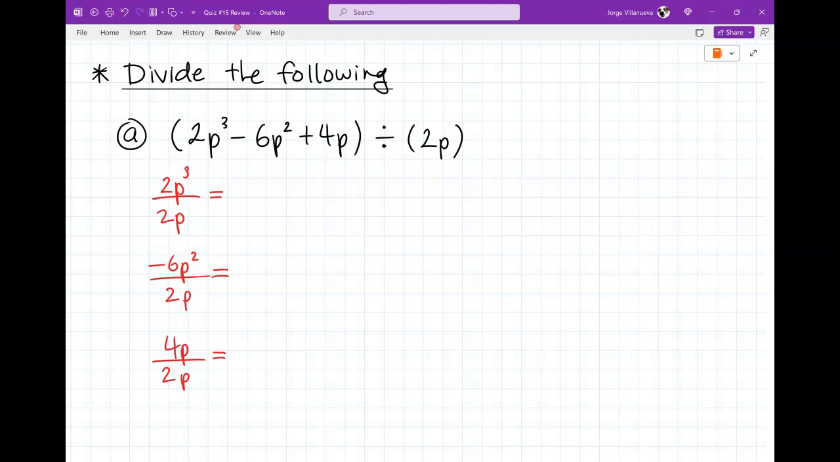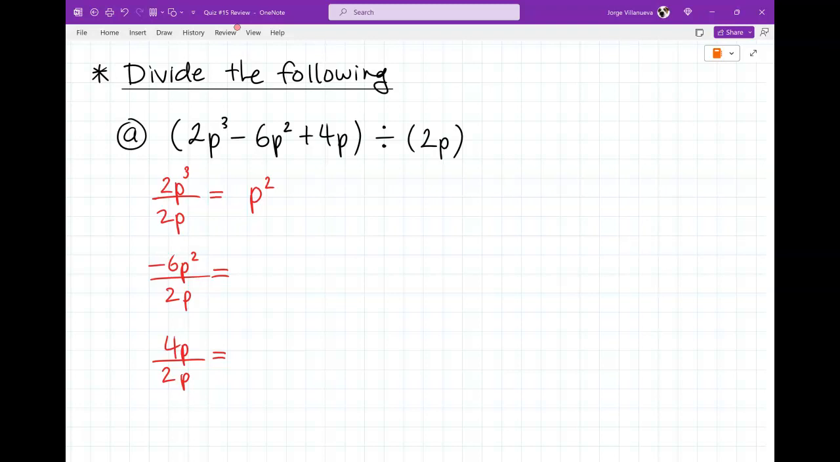So start with the top one of those 3 fractions. 2 divided by 2 is 1. So I don't have to write it down. P to the third divided by P to the first is P to the what? P squared. All right, so there you go. Remember, you could write 1P squared, but it just looks kind of awkward. So P squared is fine.